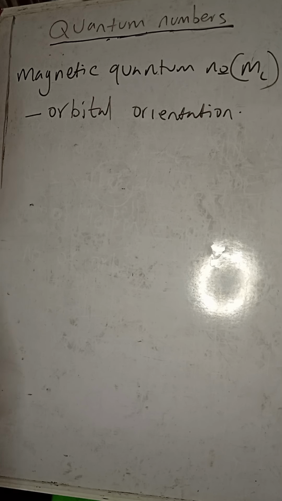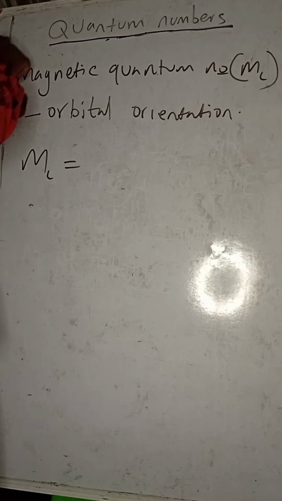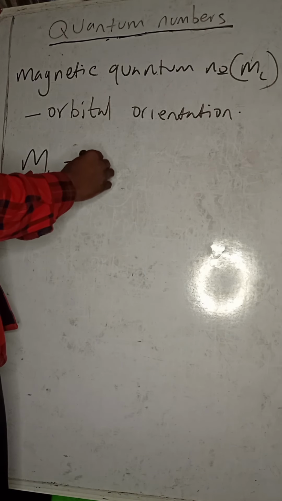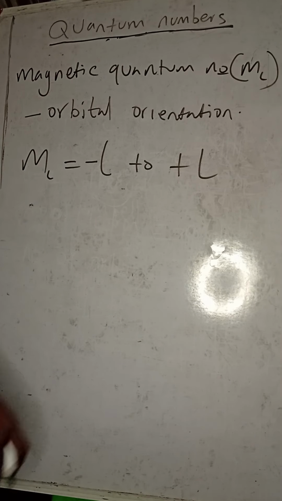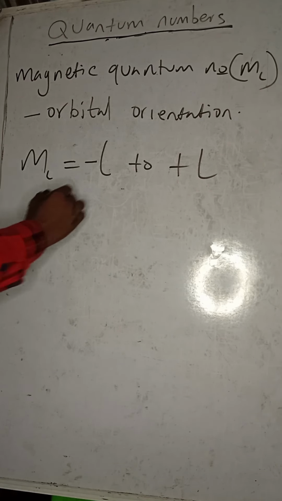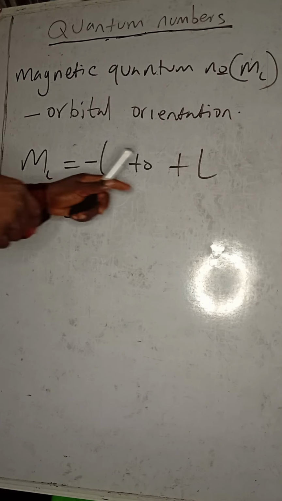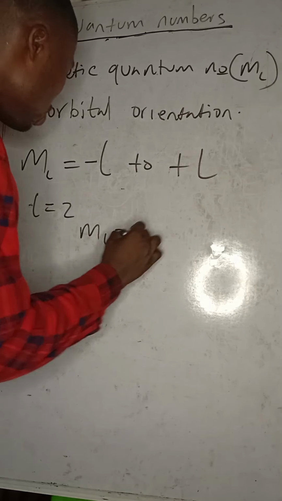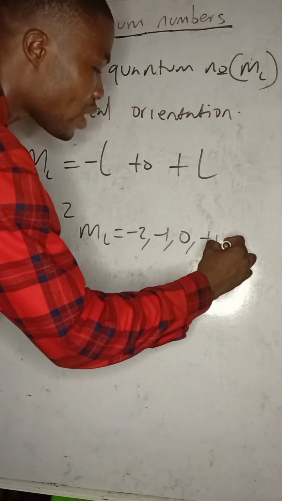Since it tells us the orbital orientation, the magnetic quantum number ML is derived from the azimuthal quantum number. ML is given as minus L to plus L. So let's say L is equal to 2. When L is equal to 2, that stands for the d subshell. For the d subshell, how many orbitals are there? ML is minus 2 to plus 2: minus 2, minus 1, 0, plus 1, and plus 2.